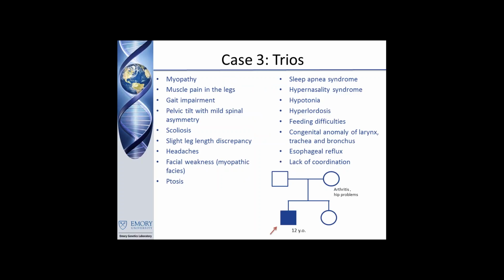For case 3, this was a trios case that was sent. There was a 12-year-old male that had myopathy, muscle pain, some gait impairment, as well as facial weakness, ptosis, general hypotonia, feeding difficulties, some of the other features that are listed here. I won't go through them all. Mom was found to have arthritis and hip problems, but otherwise the family history was fairly non-contributory.